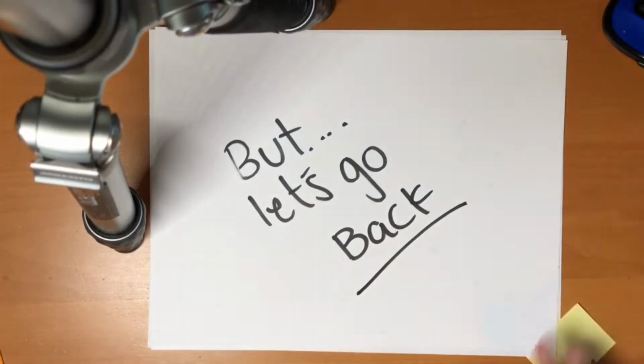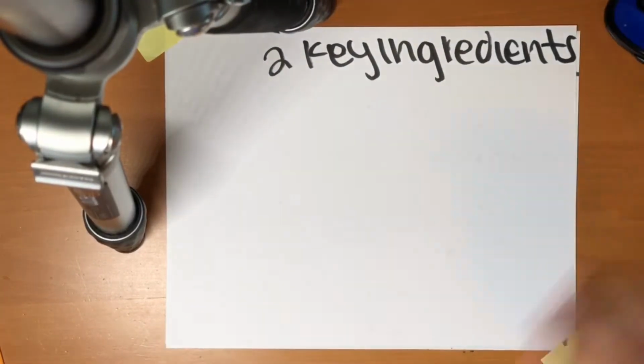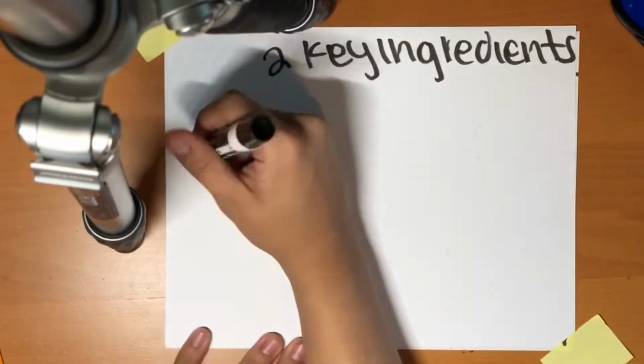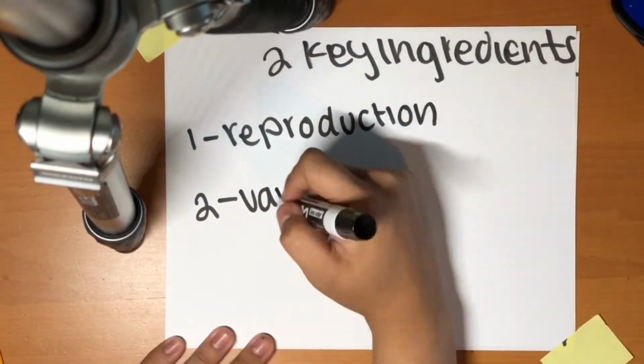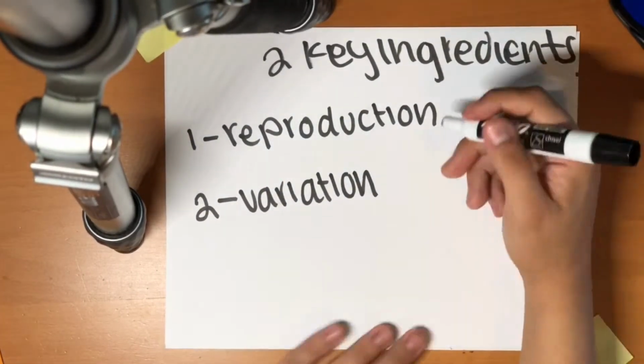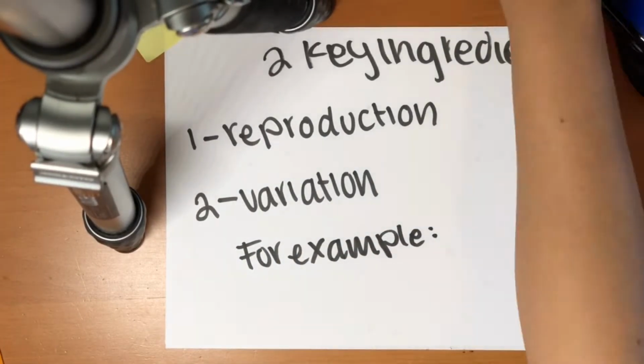Natural selection just means that nature is what's selecting which organisms survive long enough to reproduce, and it depends on two key ingredients. The first is some way of getting features or traits to be inherited from one generation to the next, which usually means reproduction.